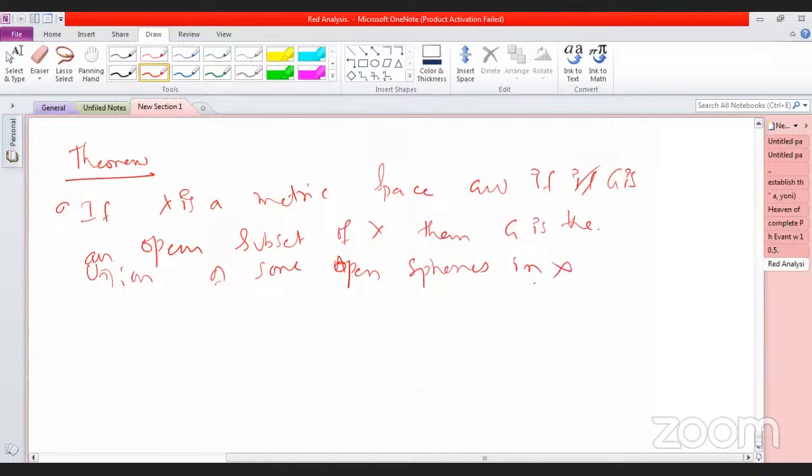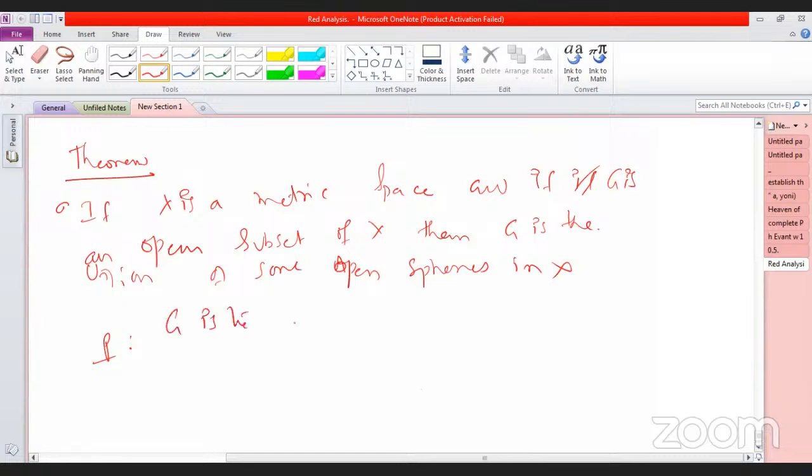Here I am repeating this. If X is a metric space, and if G is an open subset of X, then G is the union of some open spheres in X. So therefore, we will take the proof here. X is a metric space, G is an open subset, so G is the union of some open spheres.